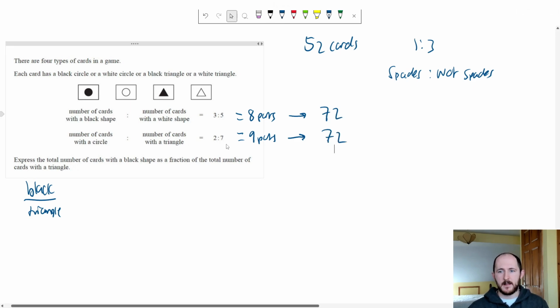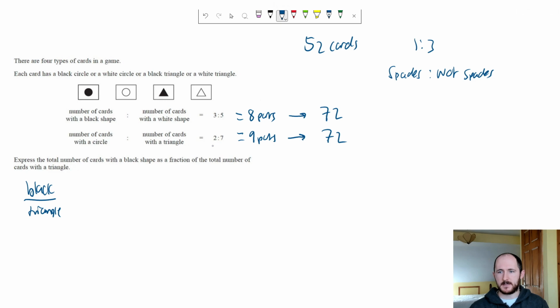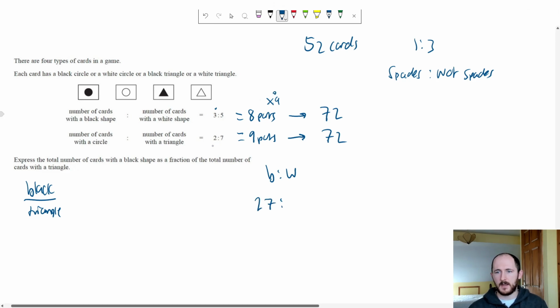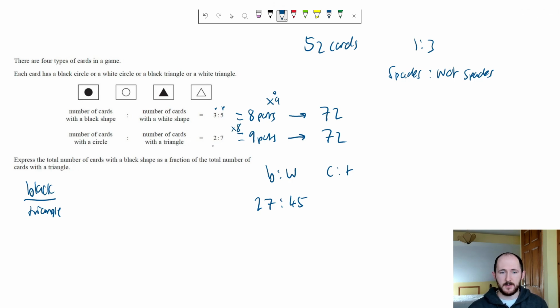I should be able to get the exact proportion of each of these cards, because we can make that into one big ratio. So to do that, I'd have to times this one by 9. So if we do black to white, times by 9, you have 3 times 9, which is 27. 5 times 9, 45. Then we also have circle to triangle. We're timesing it by 8, because 9 times 8 is 72. And we get 2 times 8 is 16. 7 times 8, which will give you, and again, remember why this works? So my overall ratio is this.